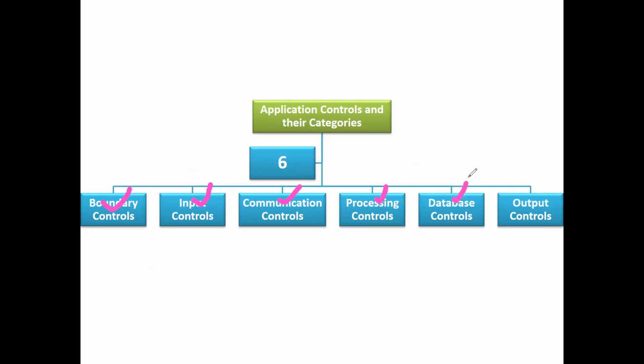Database control: first the database is created. Second, data is entered into the database. Both should have the control. Then output control, to whom it can be given, what is the format, etc. All these things are clearly given in the application controls. Students, please note down this as an important question: application controls.